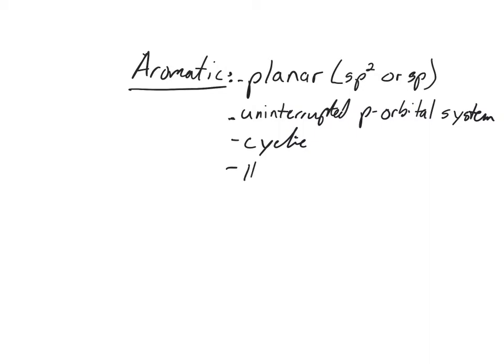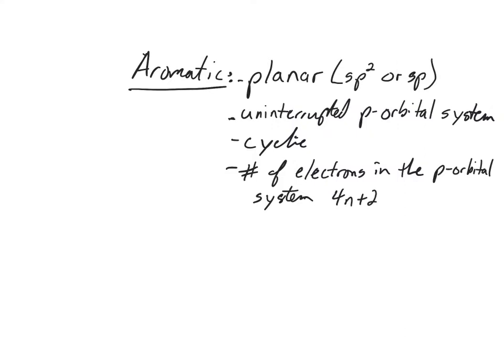And the number of electrons in the p orbital system needs to give a whole integer for the equation 4n plus 2. It needs to equal the actual number of electrons in the p orbital system. That would qualify a molecule to be aromatic. If any one of those things isn't satisfied, it's non-aromatic.